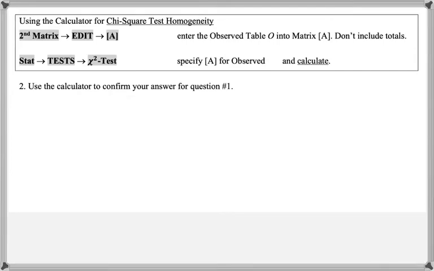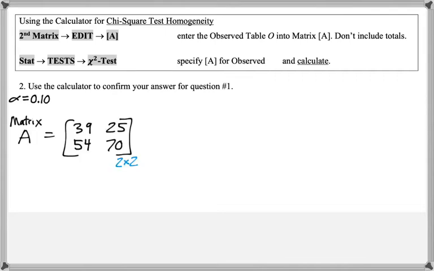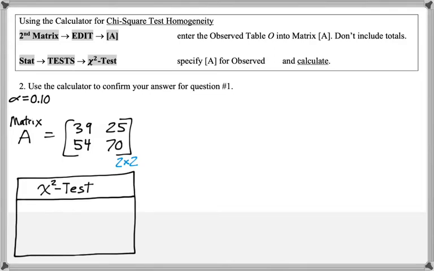Next, I want to show how we can use the calculator to solve number 1. So alpha is 0.10. I'm going to enter the observed table into matrix A, making sure not to include the totals. And then I'm going to do the chi-square test.